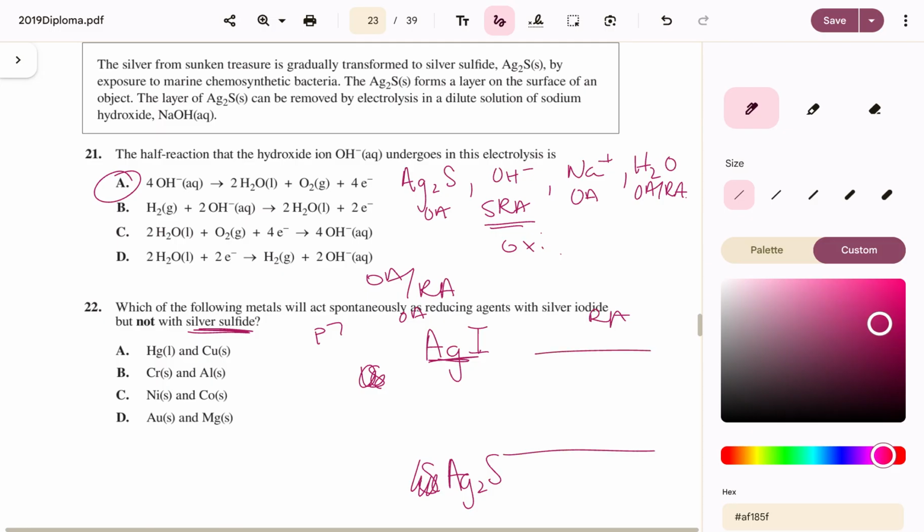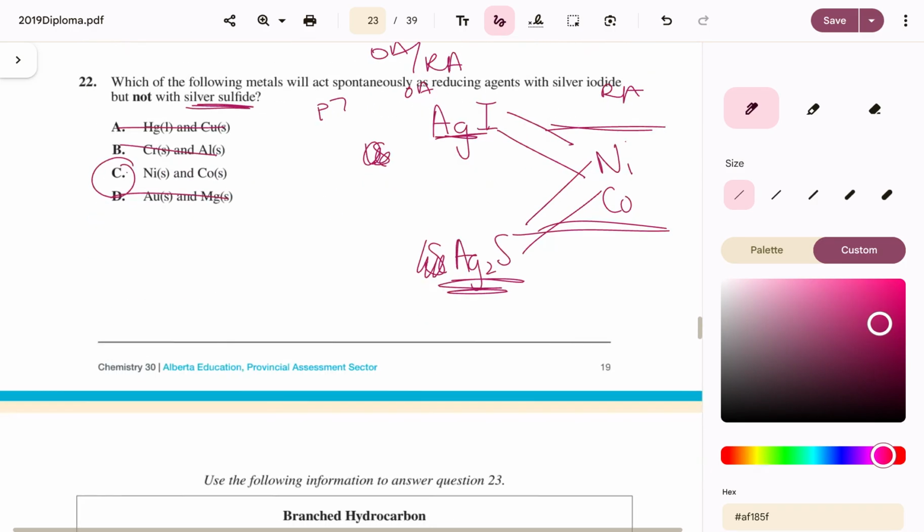So we would find that, I'm just going to write it out here, nickel and cobalt, so nickel would be on the side and cobalt would be on the side, can act spontaneously with silver iodide. But if you react it with Ag2S, it would be a non-spontaneous reaction because now your RA would be above your OA. So the rest wouldn't work out, and you could double check that. But with this, you would be looking for the RA in between.